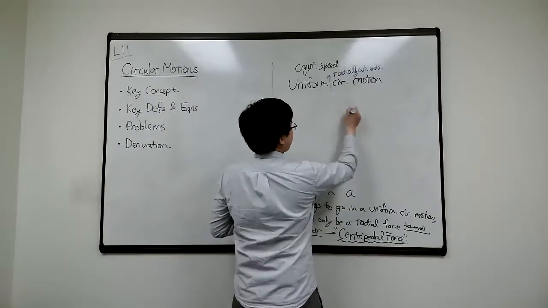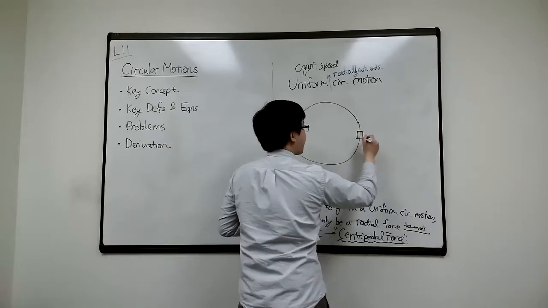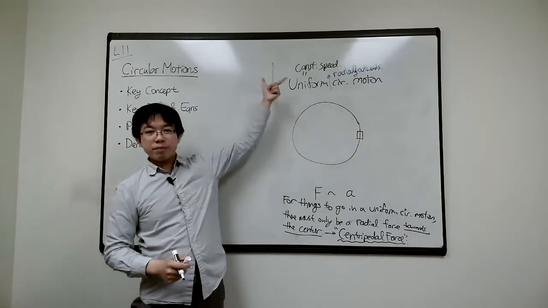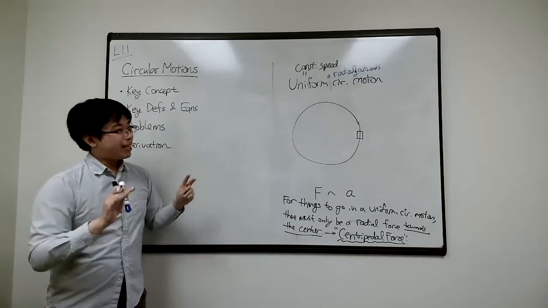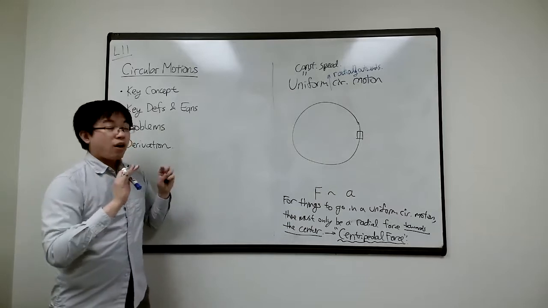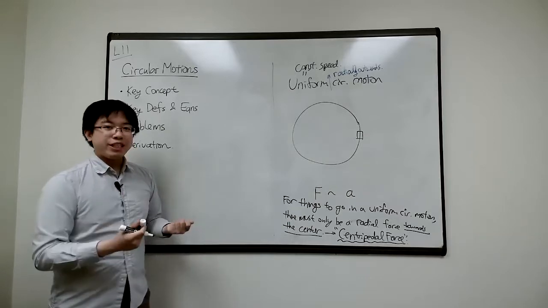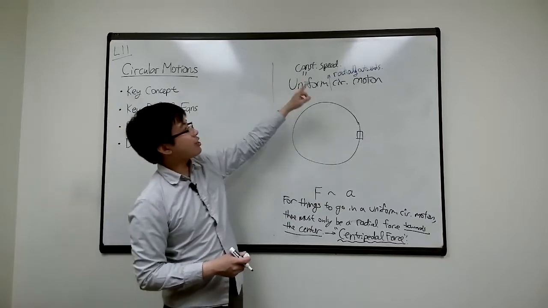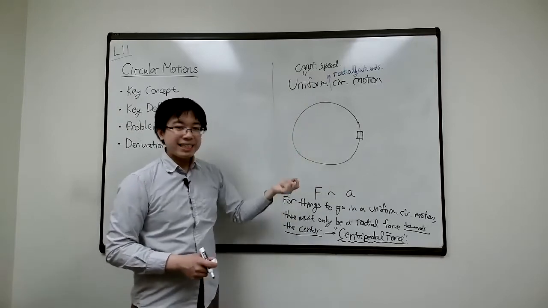Let's think about it in terms of acceleration. How is the object accelerating? Now, at first you might say, well, you're going at a uniform speed, so there should be no acceleration. But you remember acceleration is also a vector quantity, so there's a direction and a magnitude. The velocity is changing. The speed is not changing. So there is an acceleration.